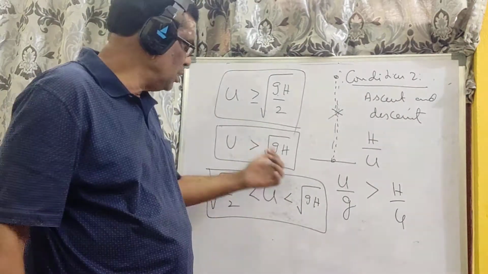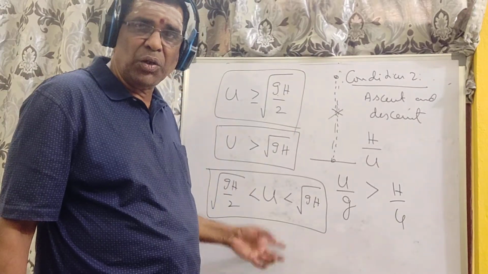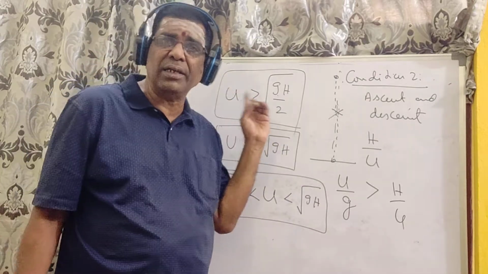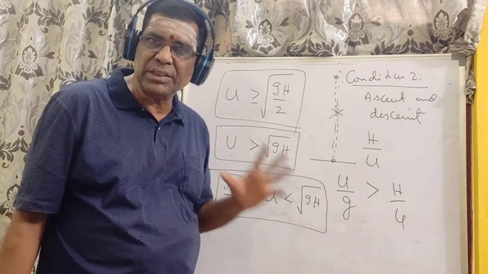It should be less than root gh. That will not solve the problem. It should not only be less than root gh, but it should be also at the same time more than under root gh by 2. Then only this is possible. You understood now?